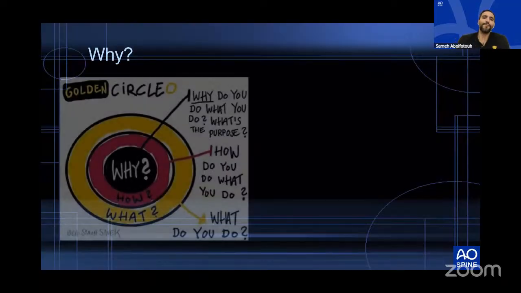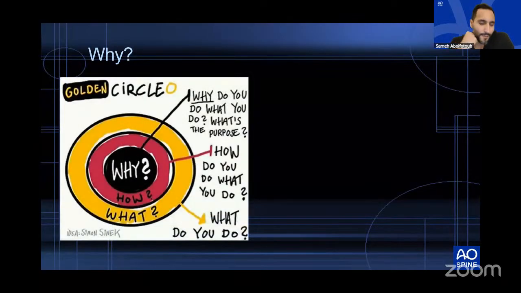So for me, I don't know if you guys heard about Simon Sinek, and Simon Sinek is a great motivational speaker, and he has all of those fancy books. And he always talks about that golden circle, that as spine surgeons, we always think of what the problem is and how to fix it, but we really should think about the core of the problem, which is the why.